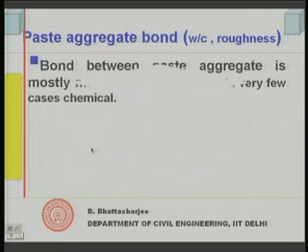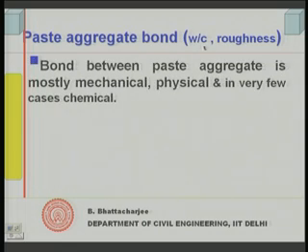Then, continuing with the same paste aggregate bond, we can see the effect of water cement ratio and surface roughness. Now, the bond between paste and aggregate is mostly mechanical, physical, and in very few cases chemical. If you remember, we talked about the bond generated by the cement paste itself being by and large van der Waals kind of bond, and of course some chemical bond between the crystals exists in the gel themselves. Now, when we are talking of the bond between the paste and the aggregate, it is mostly physical, of this van der Waals kind, and some can be mechanical, simple interlocking, if the surface of the aggregate is very porous, where the very fine pores are there where paste can get in.